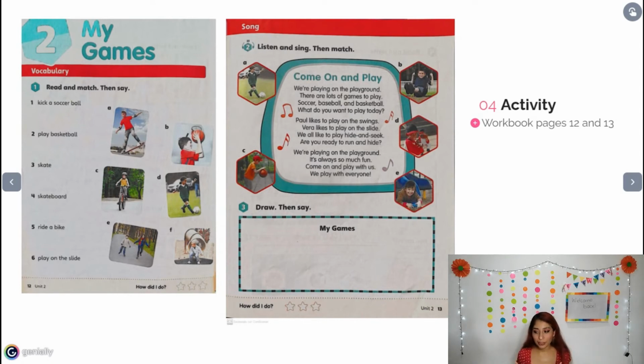So we have page 12 and we have the topic My Games, Unit 2, vocabulary, read and match, then say. You have 6 pictures and you have their names. Kick a soccer ball, number 1, number 2, play basketball, number 3, skate, number 4, skateboard, number 5, ride a bike, number 6, play it on the slide. Okay, so now you're going to match them with the pictures. It's going to be quite easy.